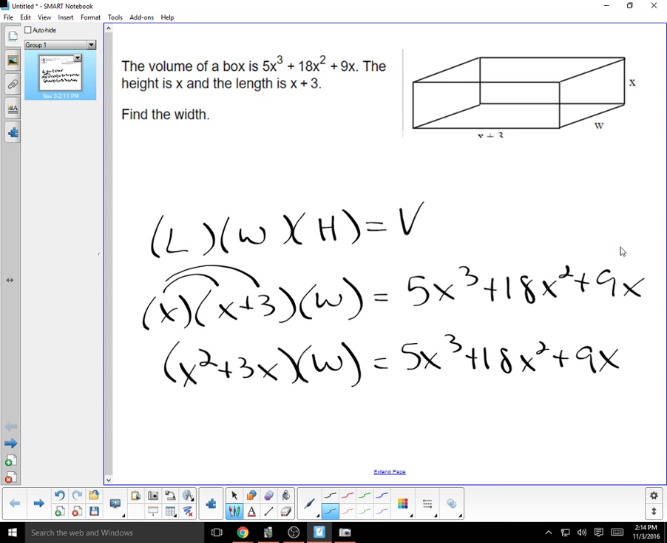Now I really need you to think algebra. First year algebra, actually. I want to get w by itself, but it is being multiplied by x squared plus 3x. How do I get w by itself? I'm going to divide both sides by the quantity x squared plus 3x. So this is 1, and w is equal to that quotient. This whole section was about quotients, wasn't it? So let's divide that.